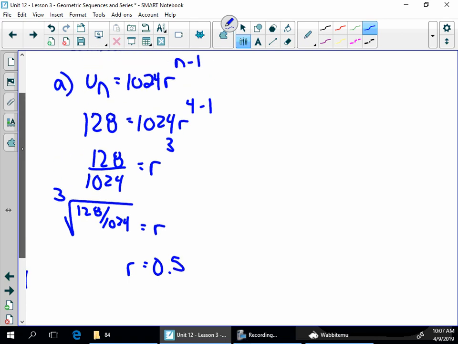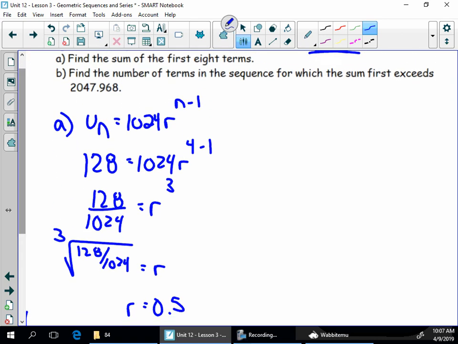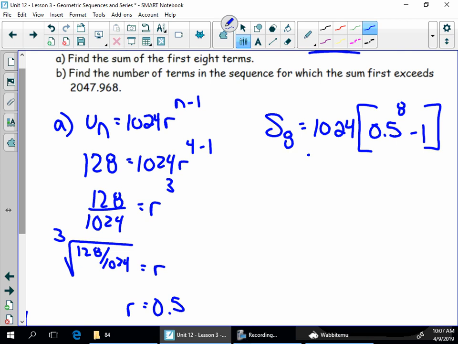Now that wasn't the question, it wasn't find r. It said find the sum of the first 8 terms, but I couldn't do that without knowing r. That's part of my formula. So u1 times r to the n minus 1 over r minus 1. Into your calculator go, either multiple steps or all at once. You should get 2040.